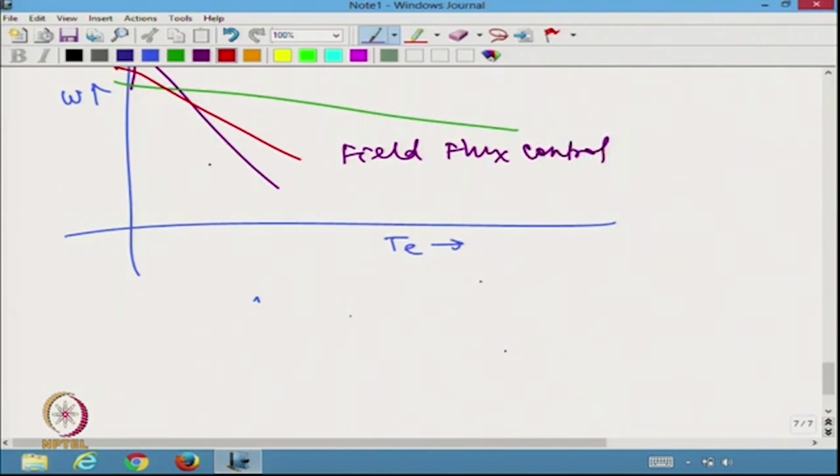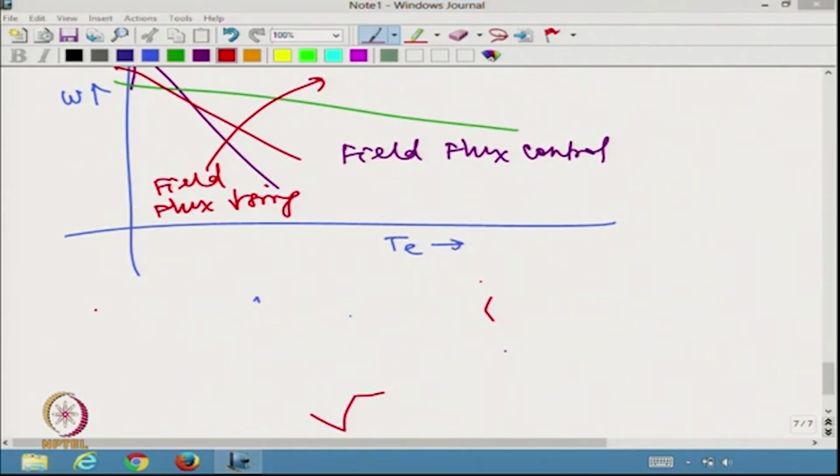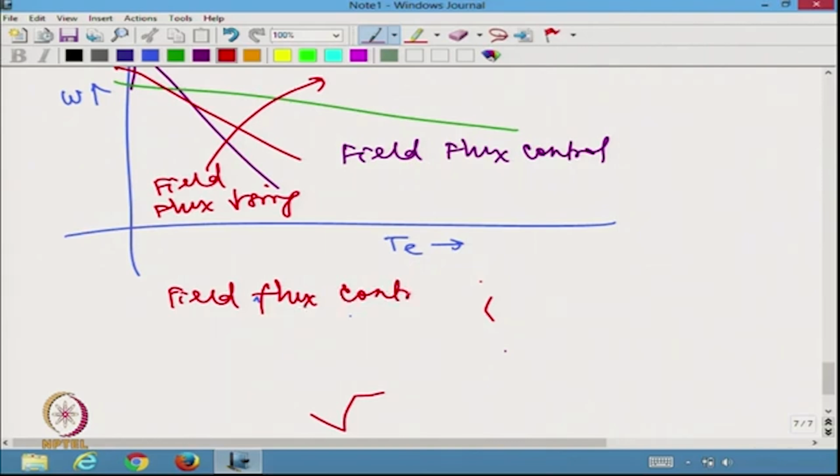And if I look at it, this is field flux decreasing direction. So, if I decrease it, I am going to get more and more speed. So, very clearly field flux control is used for above rated speed operation.